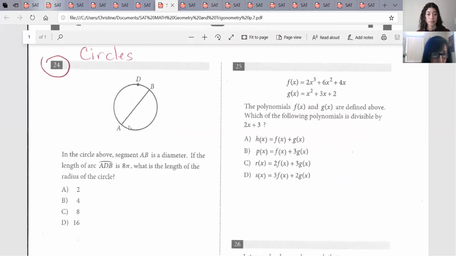So draw that on your paper, label what you can, and ask yourself, what do I know? And what do I need to do to find the radius?